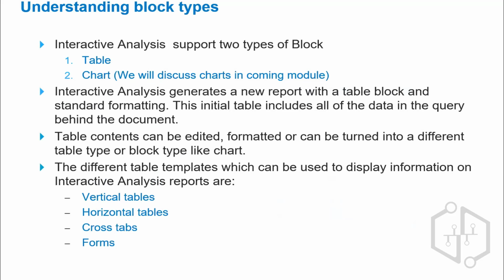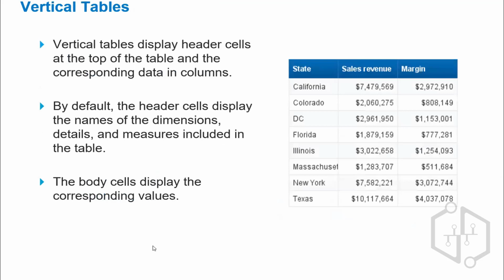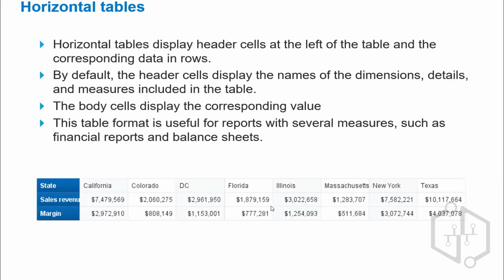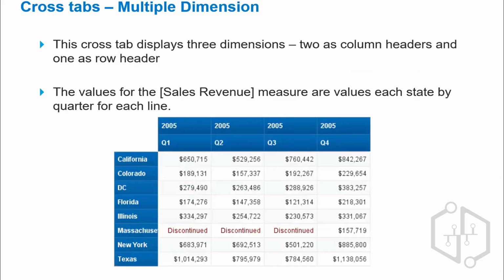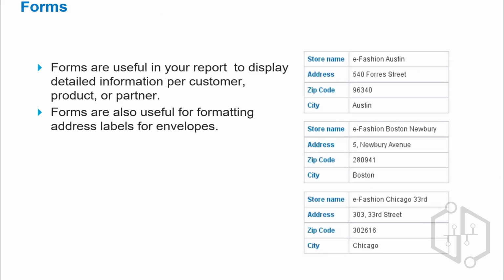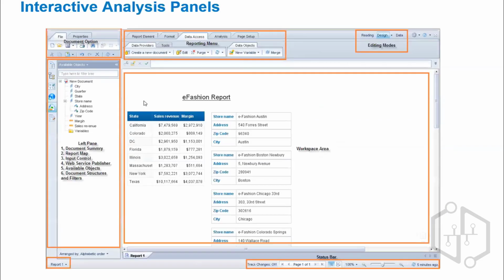What are the types of tables available: vertical tables, horizontal tables, cross tabs, forms. This is an example of a vertical table. This is a horizontal table. It is a cross tab where we have objects on the left side and in the top header section also, but the body represents the measures. This is called a cross tab. And these are called forms, which mostly deal with text data, for example, an address or ID card.